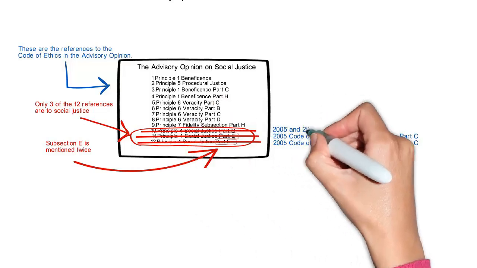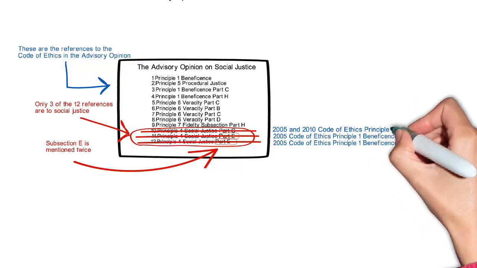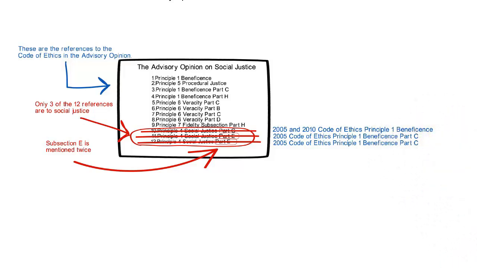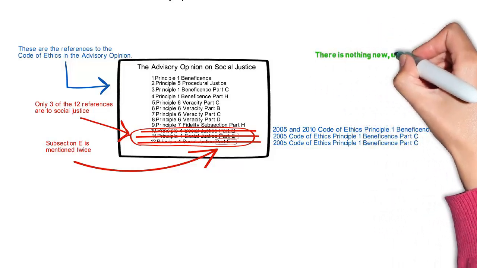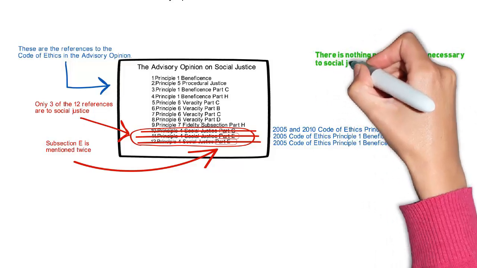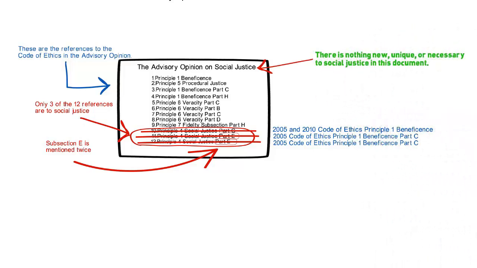The 2 ideas from G are already covered by the Principle of Beneficence in either the 2005 or the 2010 version of the Code. The 12 references to the Code of Ethics in the advisory opinion, then, do not include any information that is new, unique, or necessary to Principle 4.